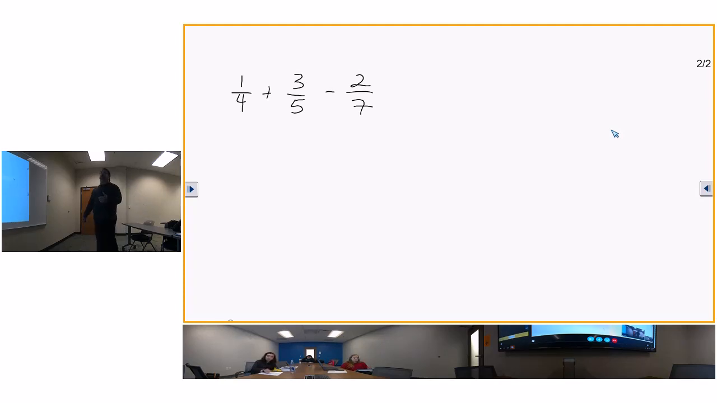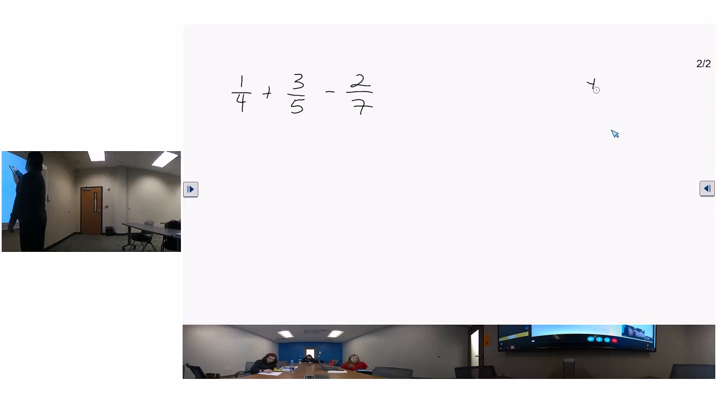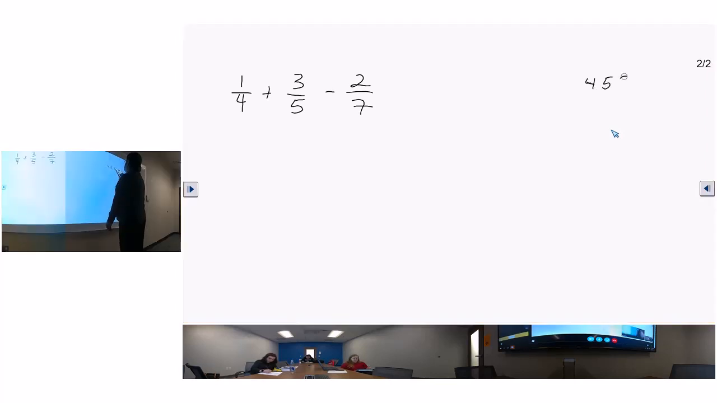But I'm going to do it the way that I've taught y'all how to do it. You've got to get that common factor. 4, 5, 7. Then 2, 3, 5, 7, 11, and sometimes 13.